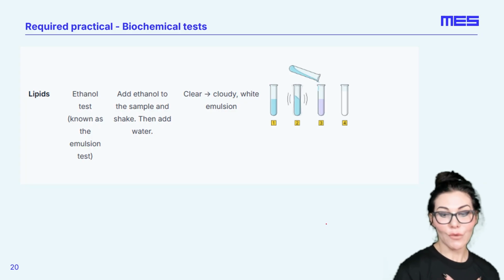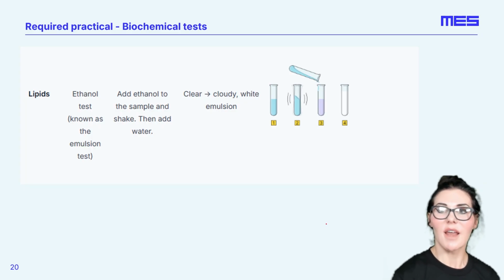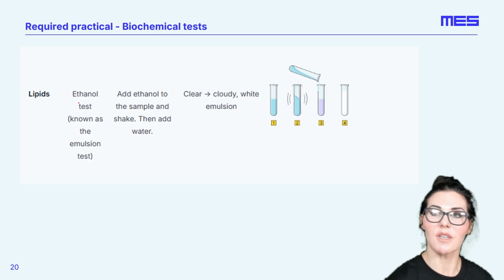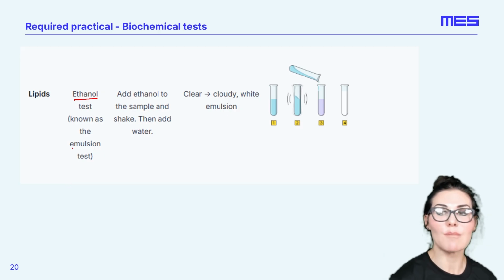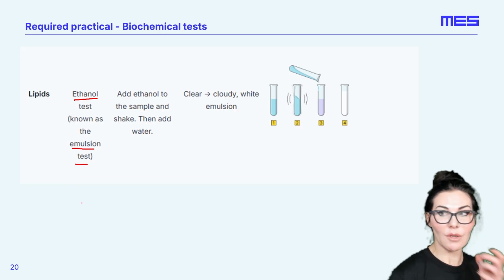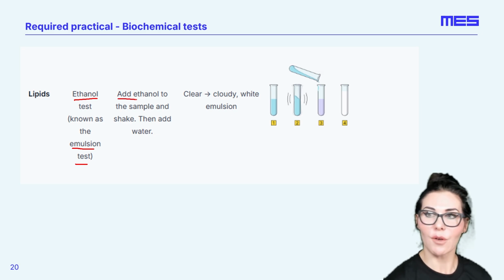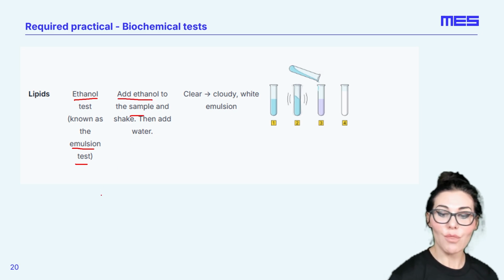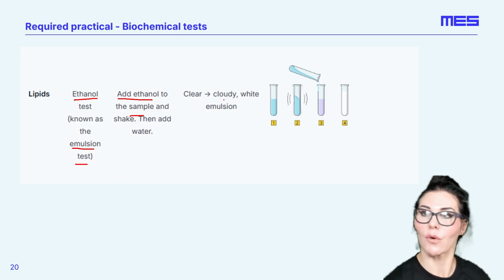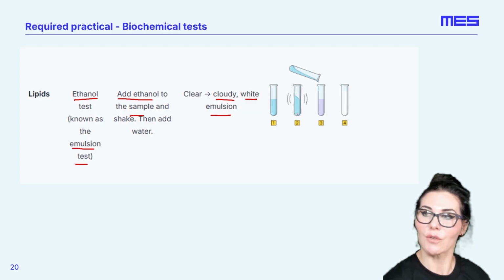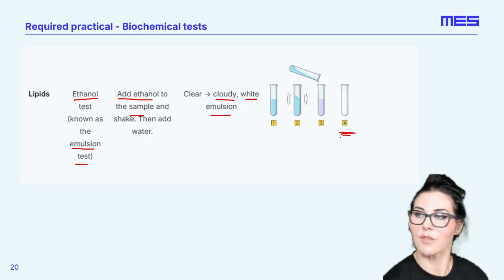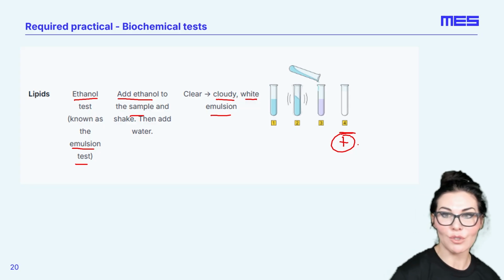And the last food test is our lipid test. Now, lipids can be tested using ethanol, which is a type of alcohol, and water, and we call this the emulsion test. You take your sample of food to be tested, you add ethanol to your sample and shake it, you then add some water into it and look for a cloudy white emulsion. So you can see the steps here. Here's your sample to be tested, you've added your ethanol, you've shaken it up, you've then added your water and it should go white. So this is your positive result at the end of the emulsion test.